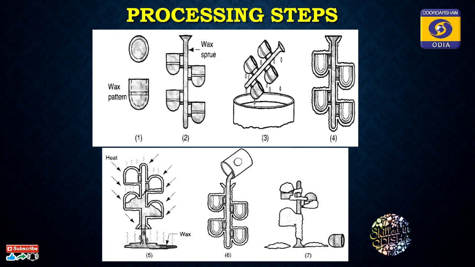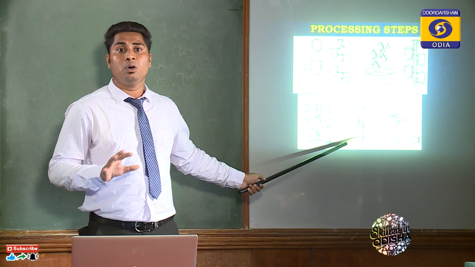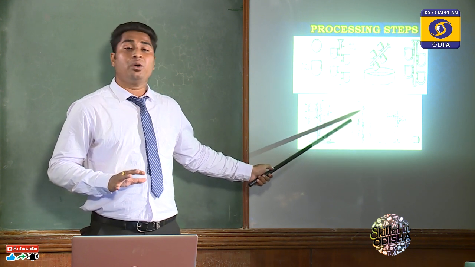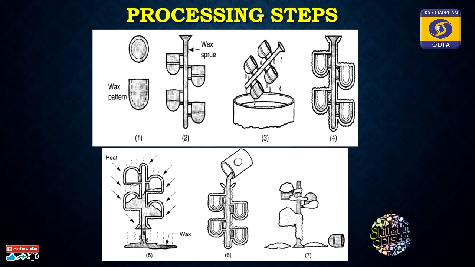After melting of wax, molten metal pouring is done to fill the mold cavity. Now here no wax is present because all the wax has been melted and settled down. After pouring of the molten metal, we have to allow it for cooling and solidification, and after solidification we can get our desired product by fettling and finishing operation. Okay, understood everyone?